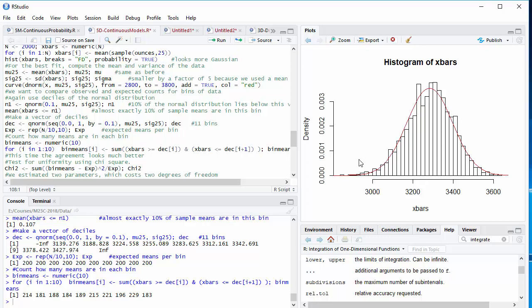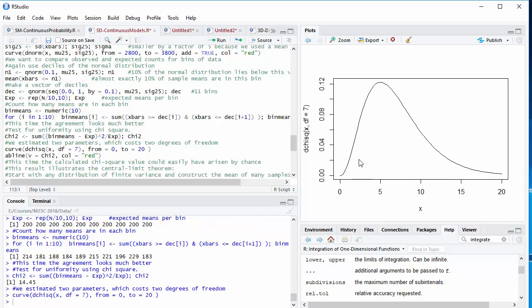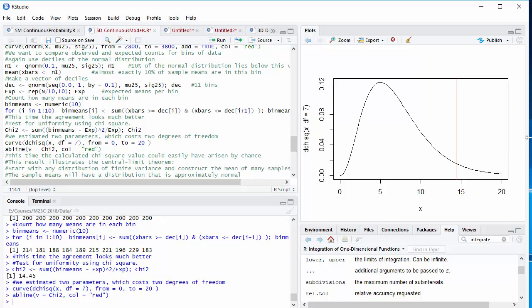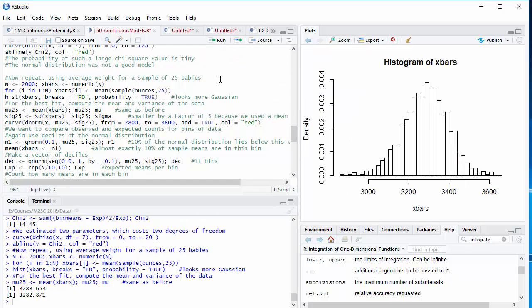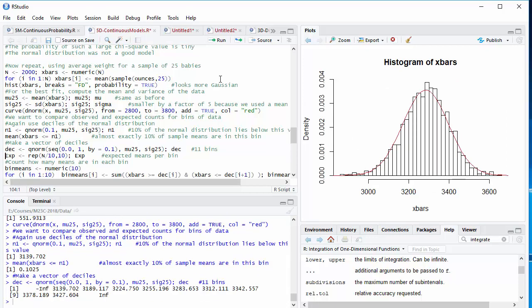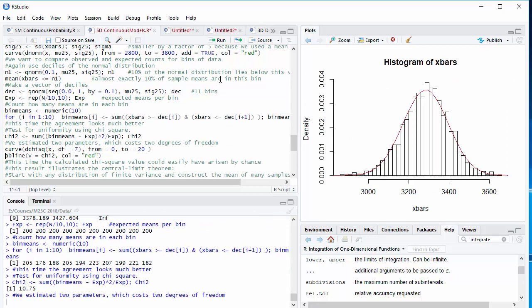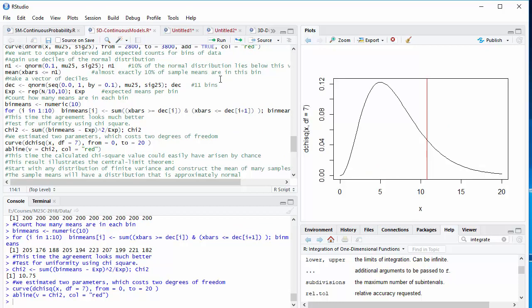But when I compute chi-squared and display it, you can see that there's a significant probability of getting a larger value by chance. So in this case, the normal distribution is a reasonably good model. And if I do this again, drawing different samples, that won't take long to do. You get a different result each time.